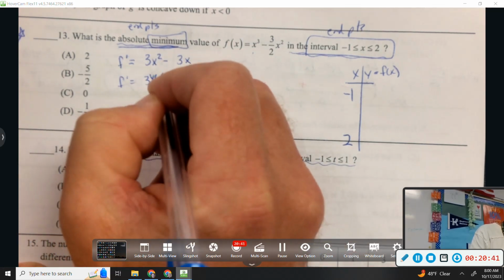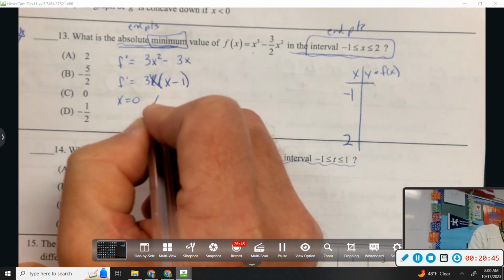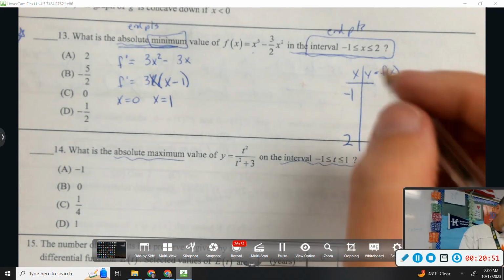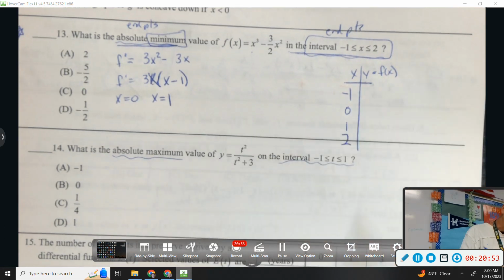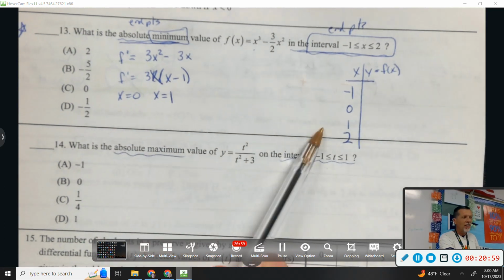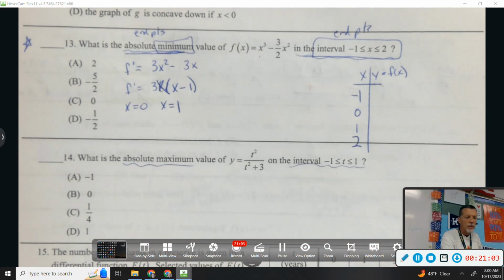So I can factor out an x. That leaves x minus 1. So x equals 0 and x equals 1 are the critical points. Both of those are in the interval, so I can check both of them. Remember, occasionally you get a critical point that's not in the interval. At that point, you can just throw it out because it's not in the interval. You're not worried about it.